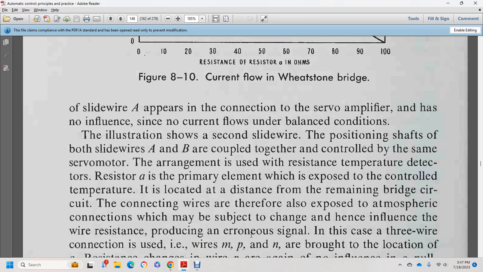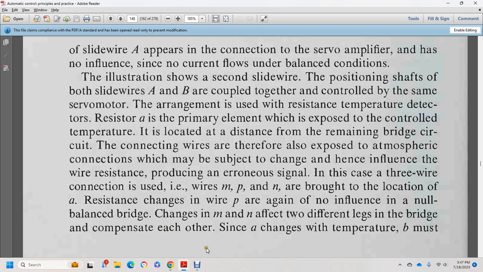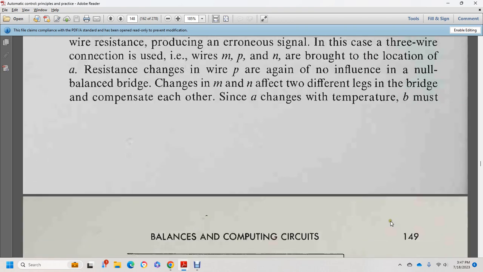Strictly connecting wires are affected by atmospheric conditions, hence the influence of the wire resistance on the signal. In this case, the three-wire connection with wires M, P, and N: a change of the resistance in wire P has no influence on the bridge balance, since the M and N effects are in two different legs of the bridge and compensate each other as the temperature changes.